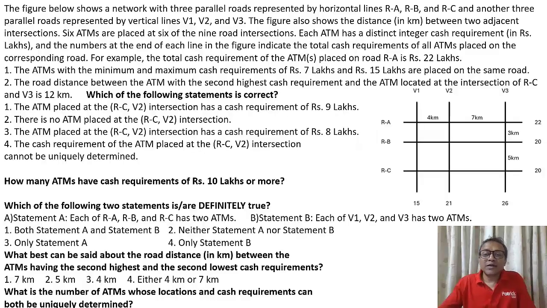So first of all, this explains the whole thing in the start, whatever the value is. The first full paragraph is all about explanation of this grid which is there. So V1, V2, V3 is there, RA, RB, RC is there. So read it. I'm not getting into it.